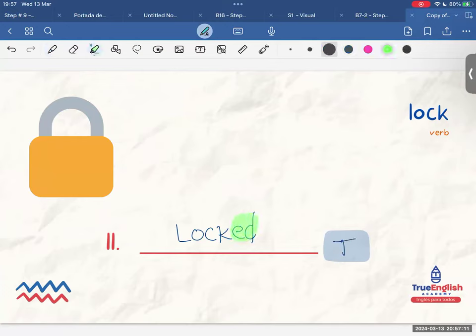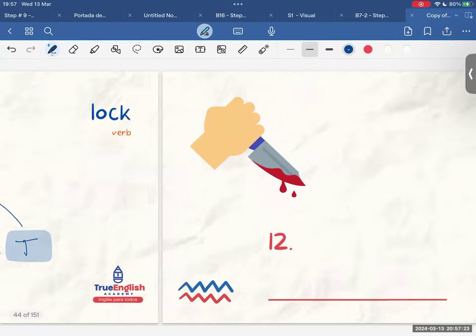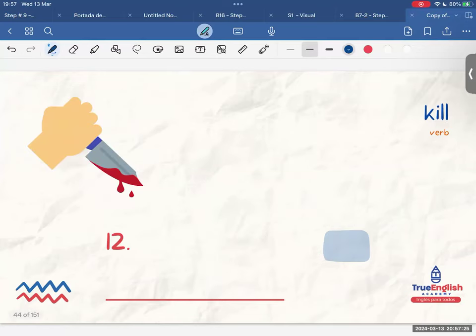Locked. No, lock it. Lock. No te veo, Jackie. ¿Vas bien? You're good? Yes, teacher. Yes. All right. Killed. Very good.